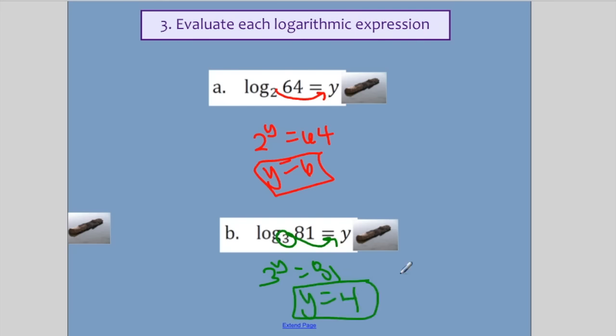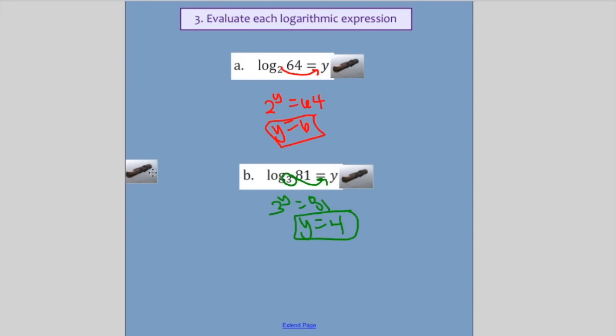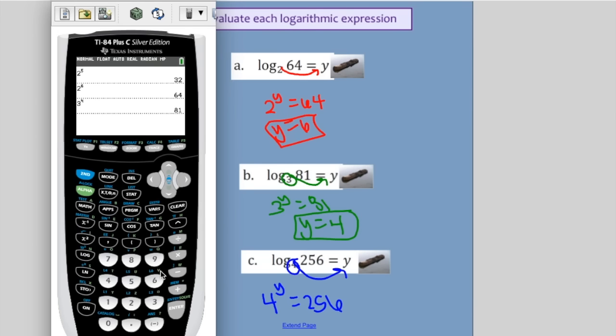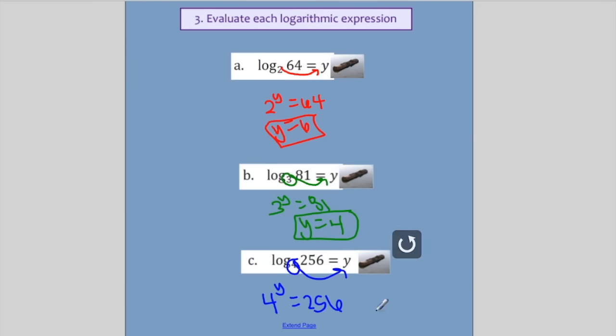4b. And let's move on to C. If we rewrite it, it is 4 to the y equals 256. 4 to the third is 64. Yes, so we would try 4 to the fourth, which is 256. So y equals 4.